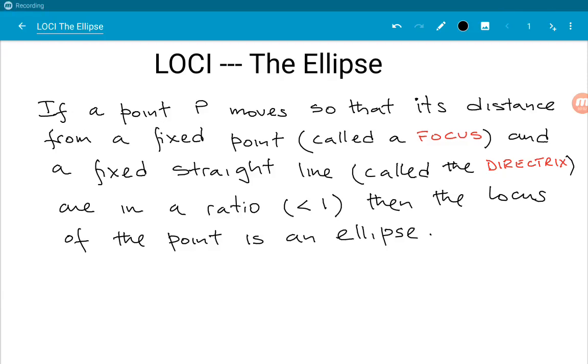If a point P moves so that its distance from a fixed point, called a focus, and a fixed straight line, called the directrix, are in a ratio which is less than 1, then the locus of the point is an ellipse.